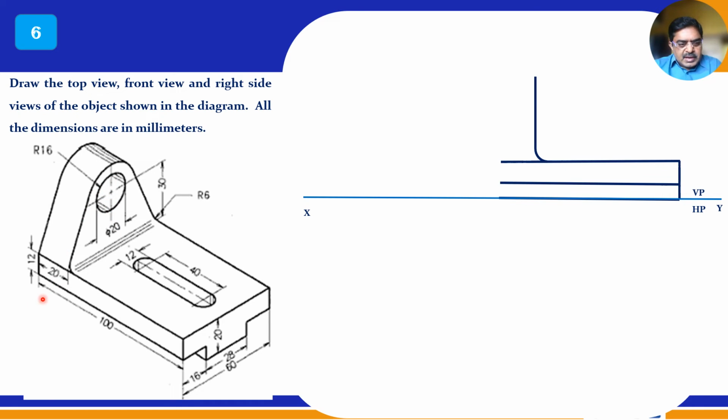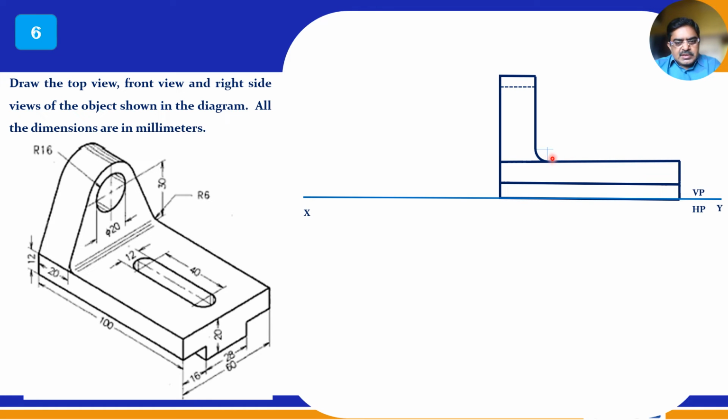So the total height is not given, right? So from here you have to draw this arc, a little arc, and then you have to draw the continuous line, right? So you can take 6 mm here, right? The difference can be 6 mm. It is 8 mm, right? 8 mm plus 6 mm can be taken as the height, right? And this is your front view. This is the front view, right?